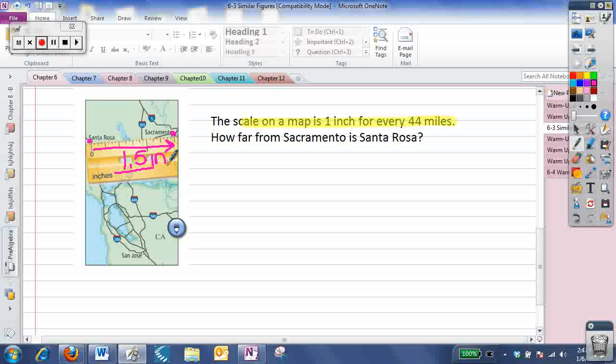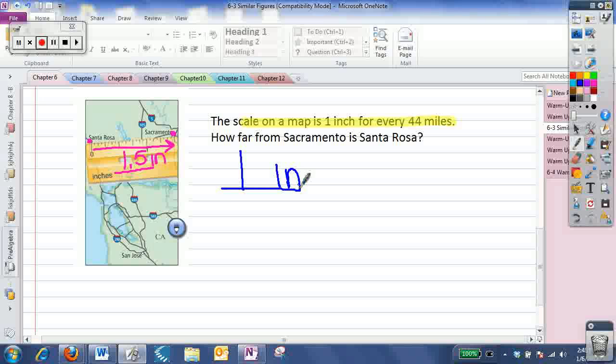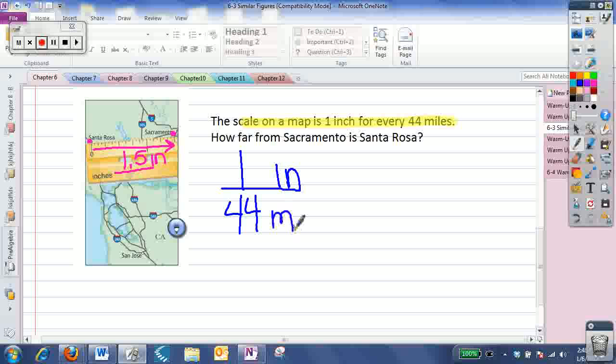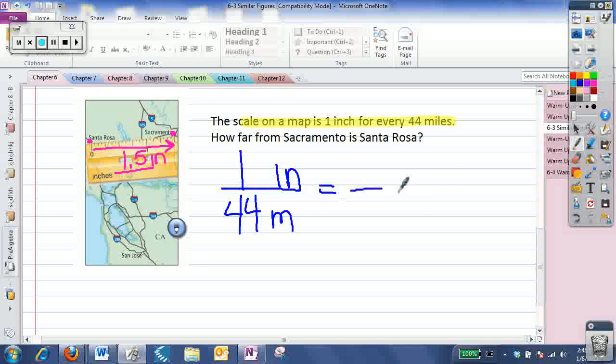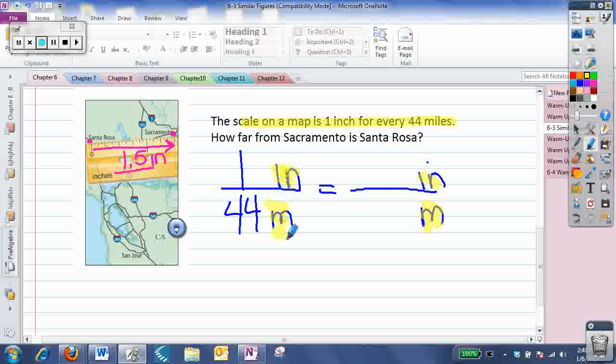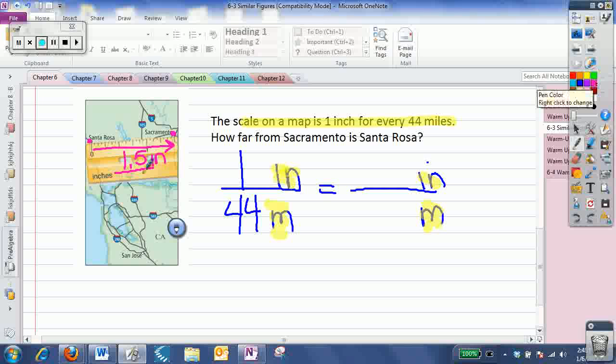Whenever we see something like this, especially maps, it's going to be inches over miles equals inches over miles. Let's set up a proportion. We know that 1 inch on the map is equivalent to 44 miles. Since this is a proportion, inches over miles equals inches over miles. Well, what do we know from the map? We know that Santa Rosa to Sacramento is 1.5 inches. Because I have labeled my proportions inches over miles, and because I know that it's 1.5 inches, my inches go on top. My miles that I want to find out will be my variable.